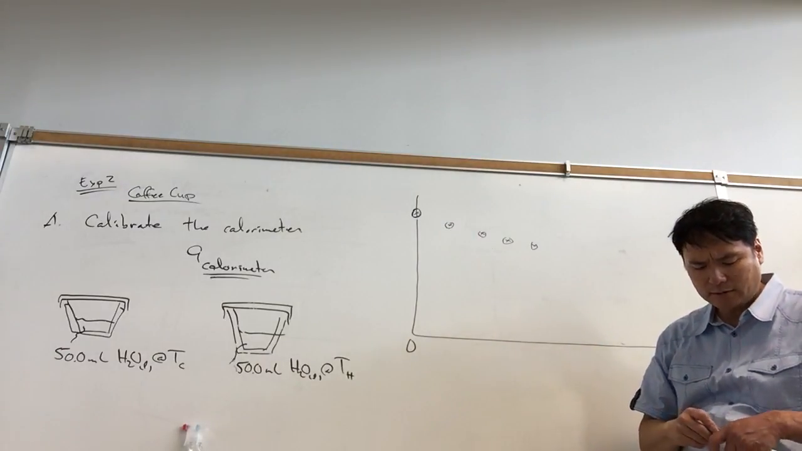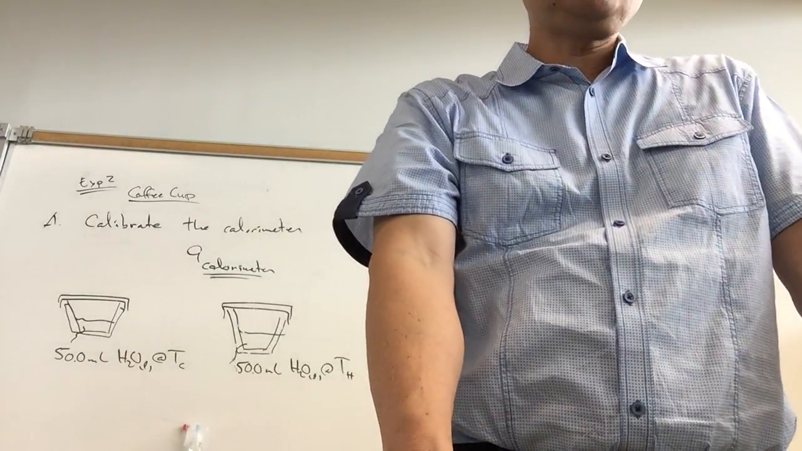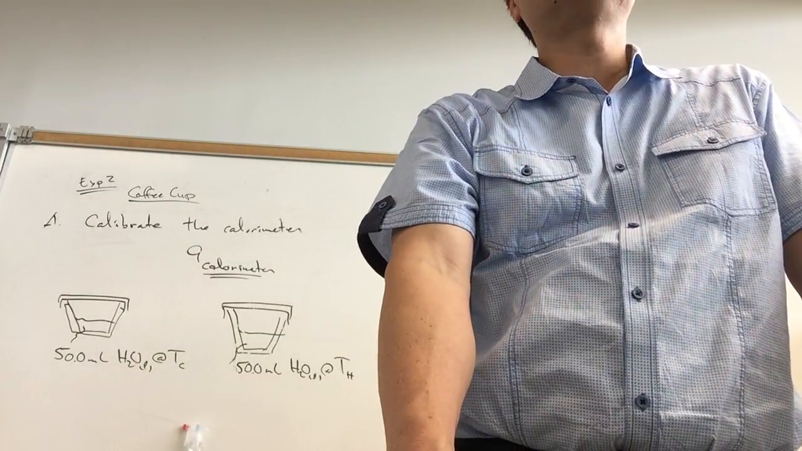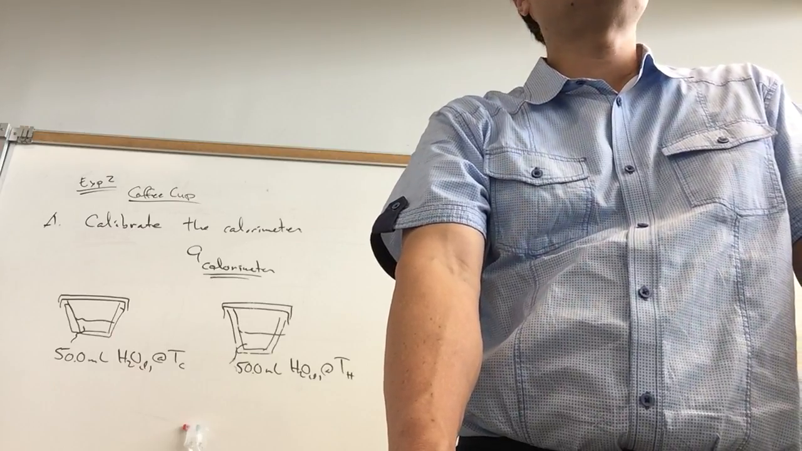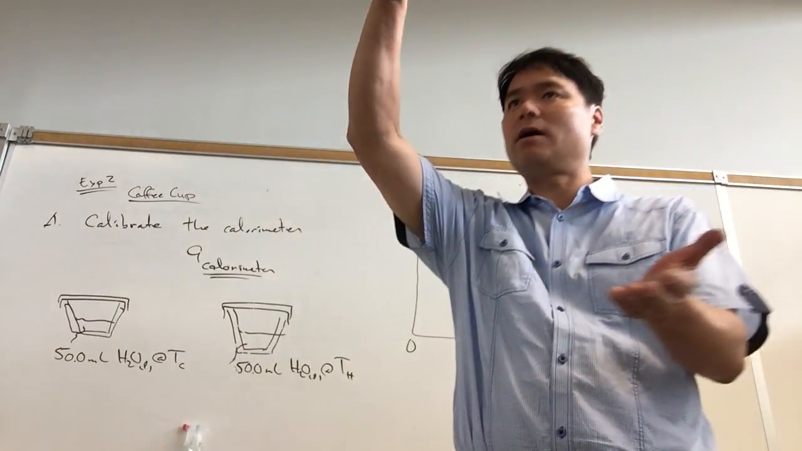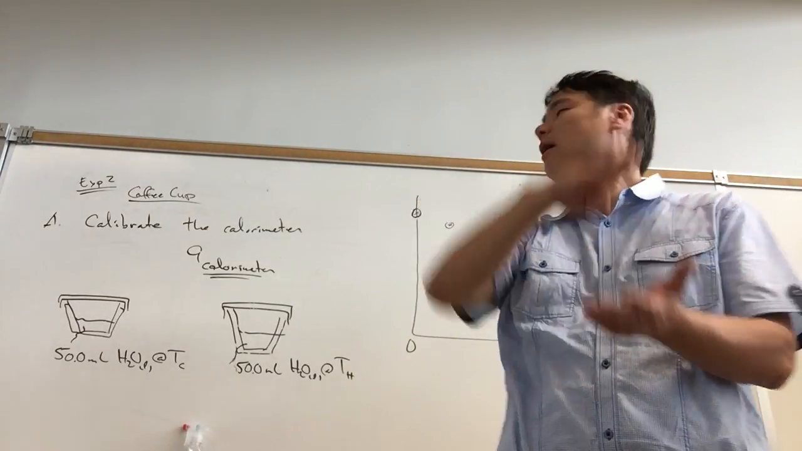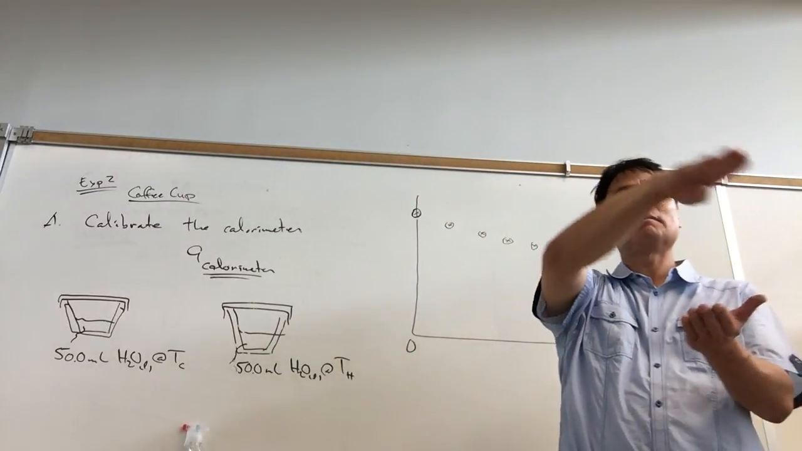But it turns out that when we look at cooling, cooling can be fitted to a mathematical equation. The mathematical equation is called Newton's law of cooling. Have you heard of Newton's law of cooling? Newton's law of cooling is just how things cool down. And it turns out it's not linear.